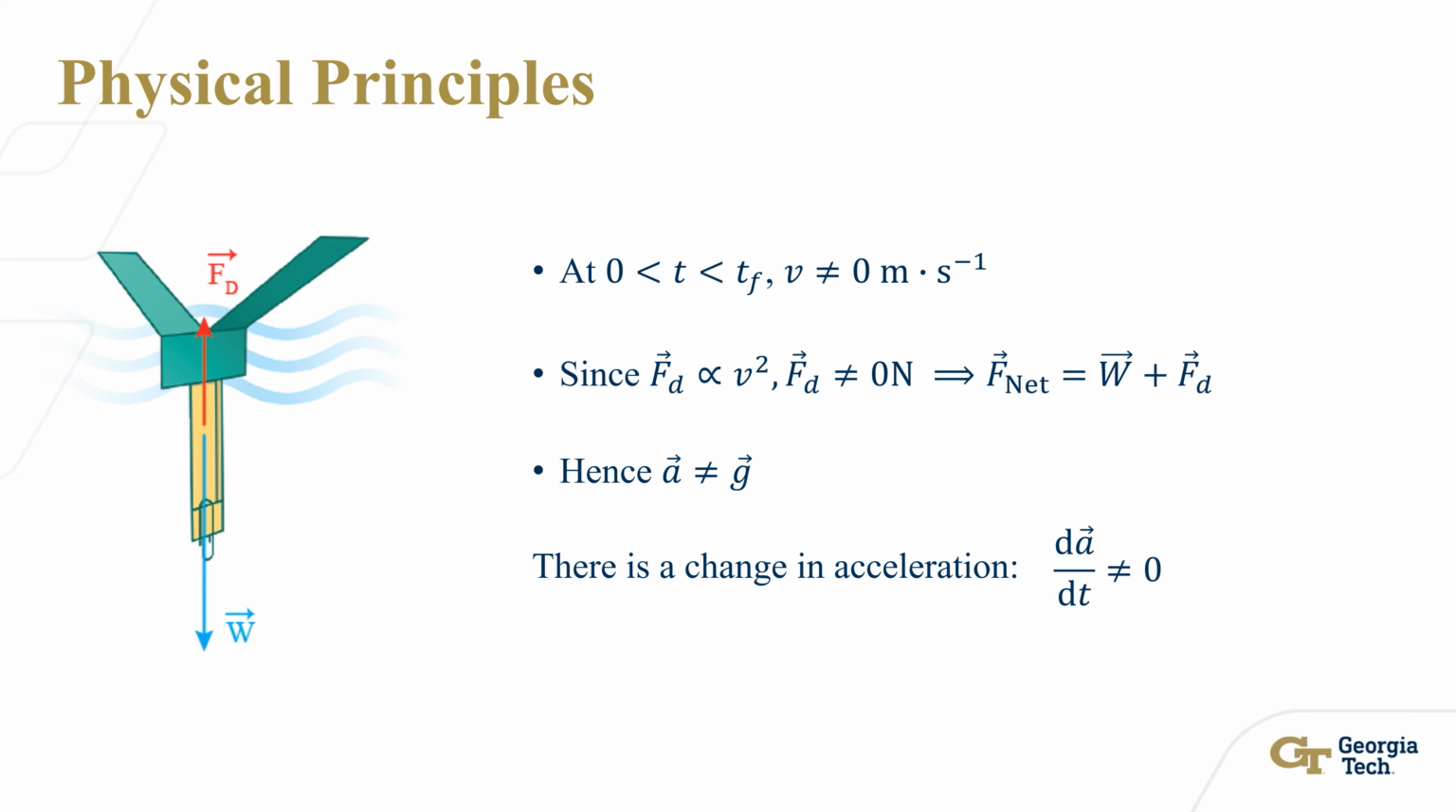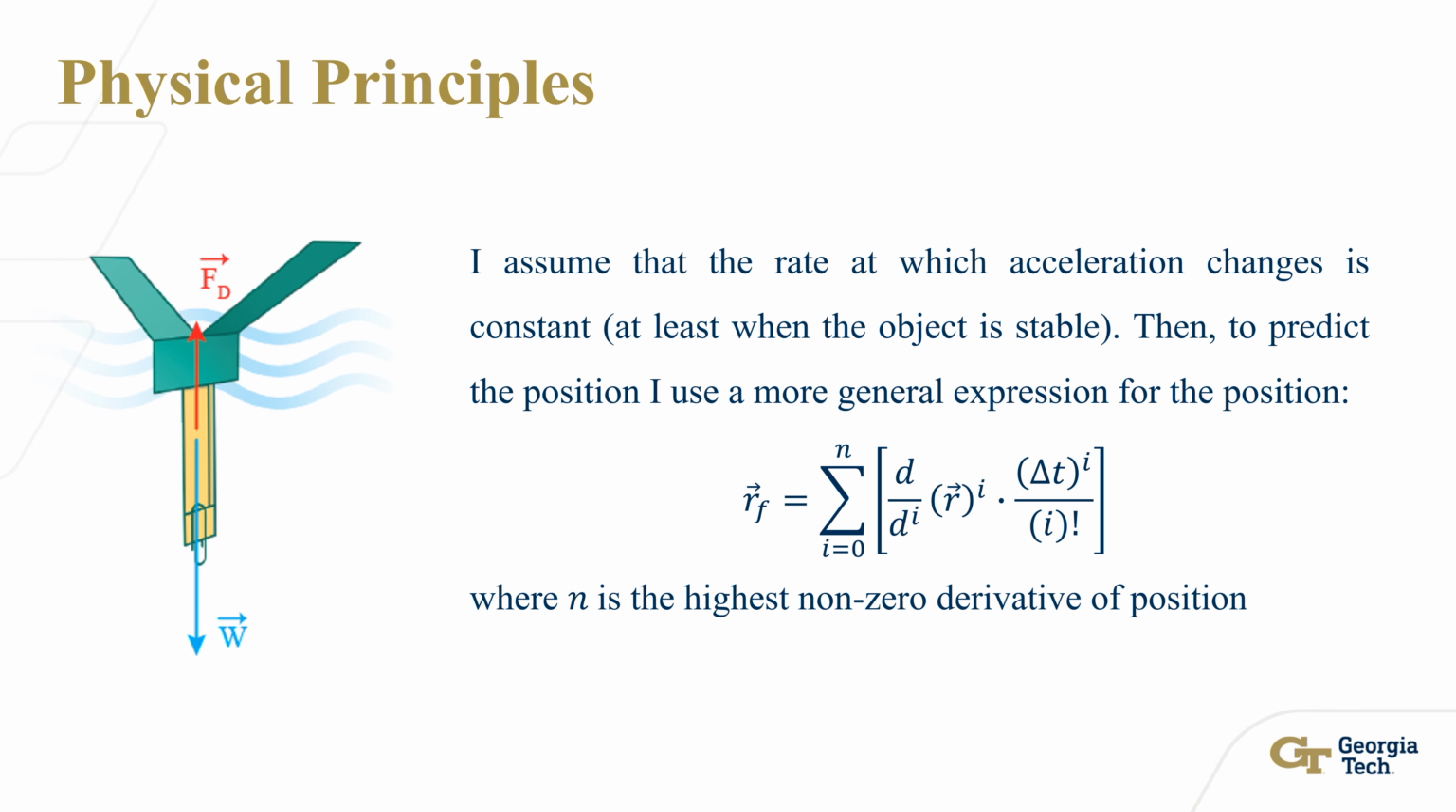At some time during the fall, the velocity does not equal 0, hence the net force will be the sum of the weight and the drag force. Then, the acceleration won't equal the acceleration of gravity. There will be a change of acceleration. I assume that the rate at which acceleration changes is constant.